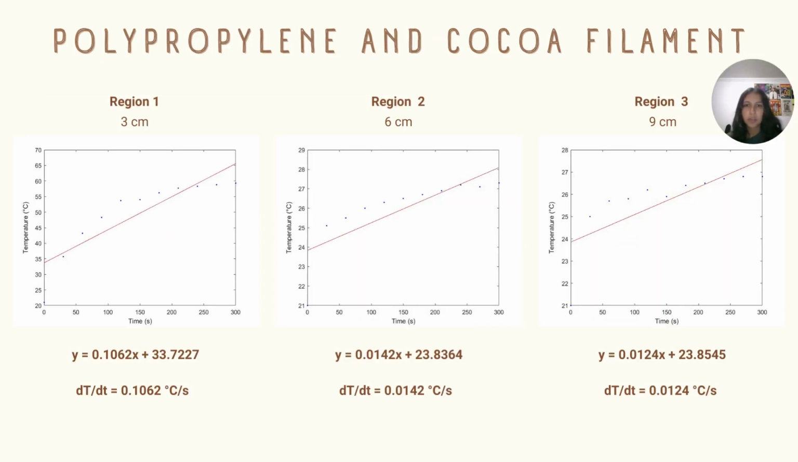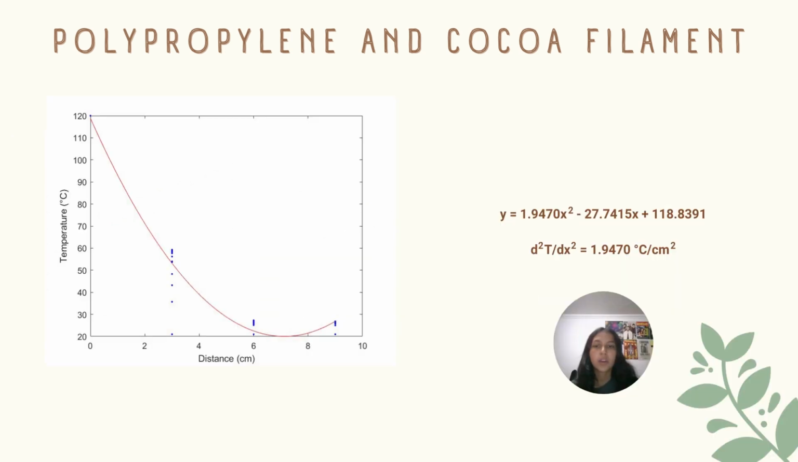With the polypropylene and cocoa filament, the temperature versus time graphs presented a decrease in their slopes compared to the filaments mentioned previously. Regarding the second derivative of the temperature in terms of the distance for the polypropylene and cocoa filament, it is superior to those of the previous filaments.